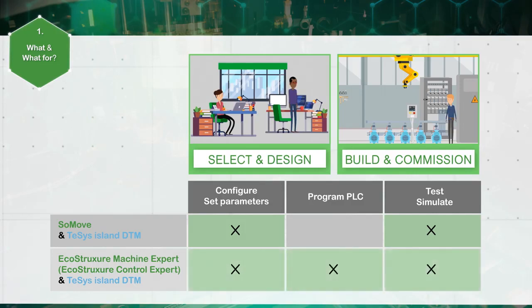EcoStruxure Machine Expert is a unique solution software to assist with the design, engineering and commissioning phases as well as with PLC programming. It is also possible to use EcoStruxure Control Expert for PLC programming.